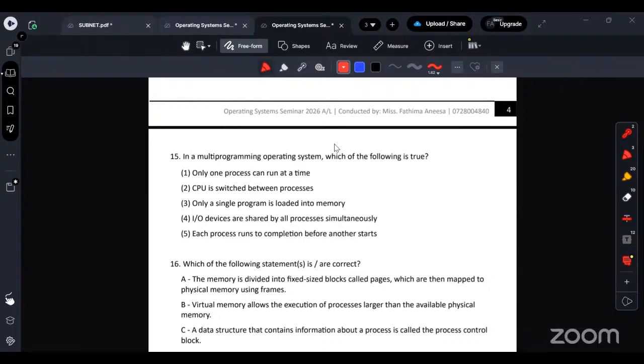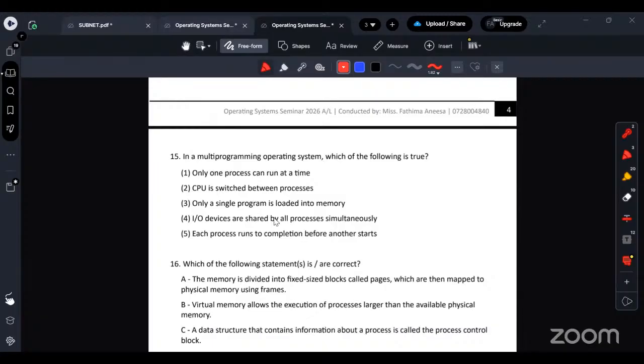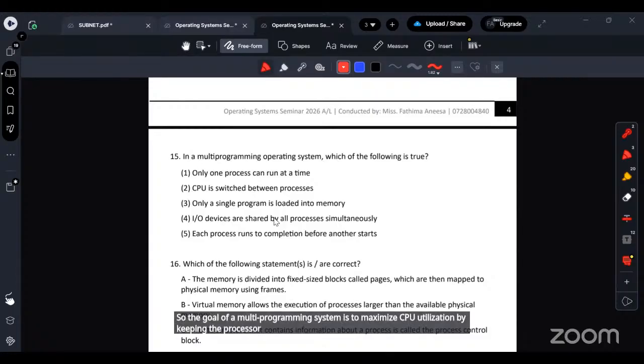Now, what is the goal of a multi-programming system? Still no one answered it correctly. So the goal of a multi-programming system is to maximize CPU utilization by keeping the processor busy at all times.